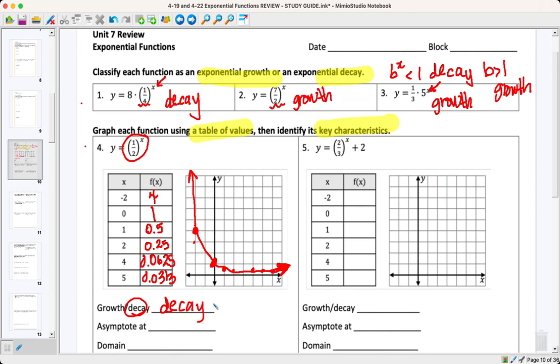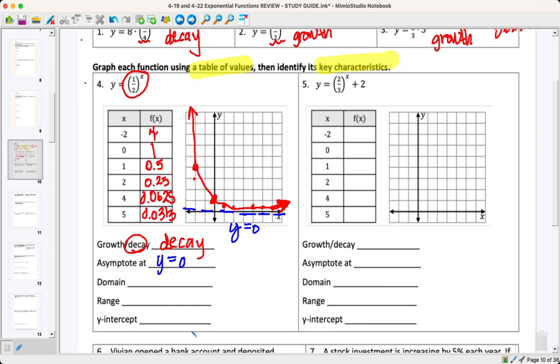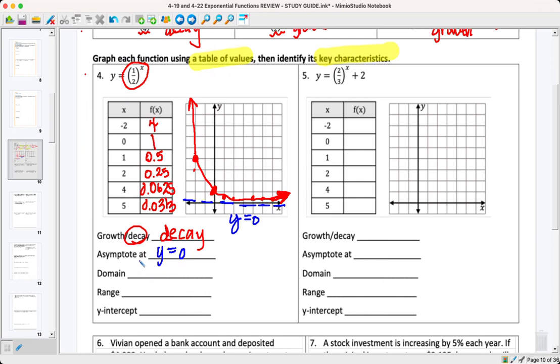My asymptote is where my graph appears to touch. Well, it's approaching, but it will never touch, here at y equals 0. So my asymptote is at y equals 0. The domain of all the functions we are doing is going to be the same: all real numbers.